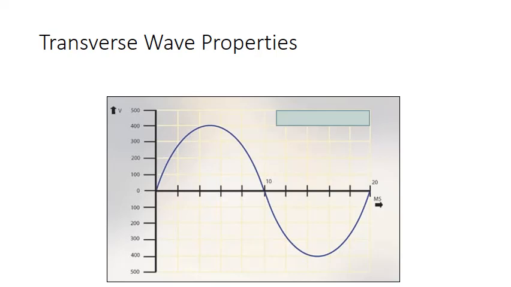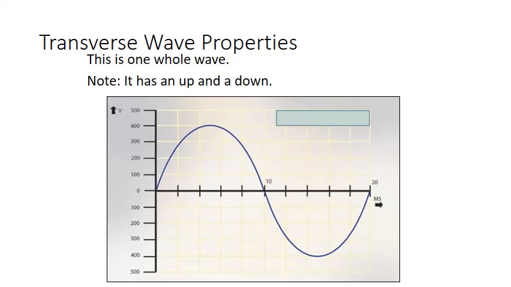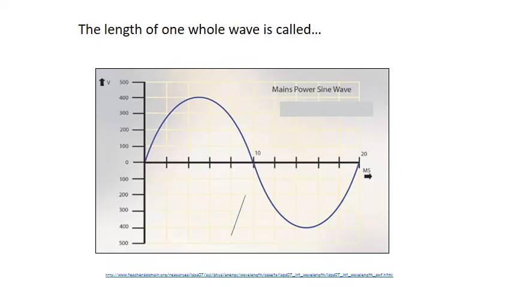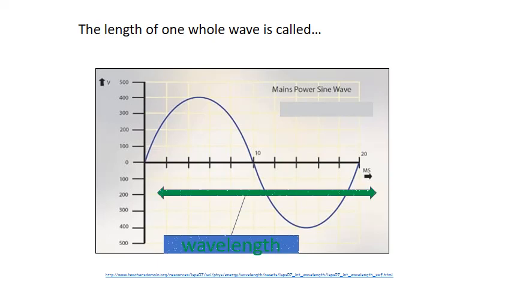Here's an example of a wave, and this is one complete wave. One complete wave is an up and a down. The length of one wave is called the wavelength. My arrow seems to have moved, so my arrow should be from the end to the start, so it really should be from there to there, from the point of one wave to the same point on the next wave.